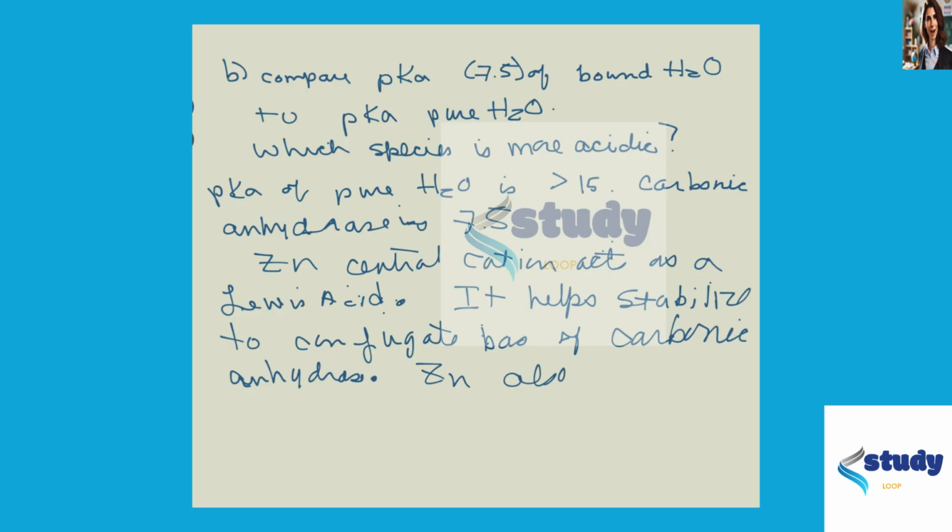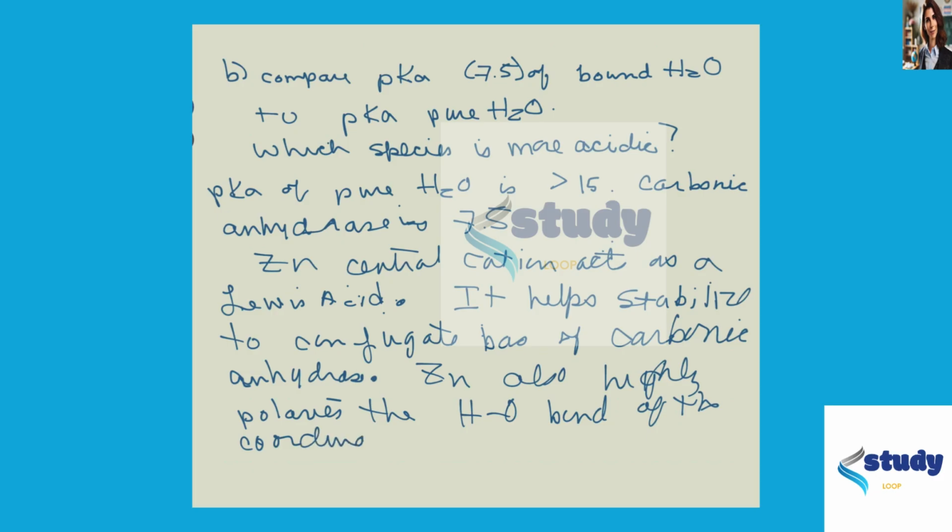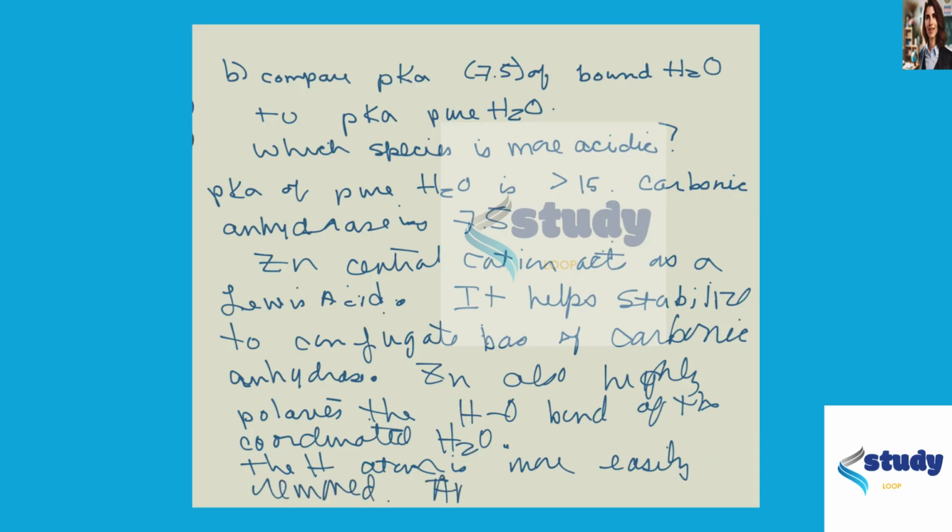Zinc also highly polarizes the OH bond, even more so, of the coordinated water. And since that bond is more polarized, the hydrogen atom is more easily removed, making it a good donor. So the anhydrase is more acidic.